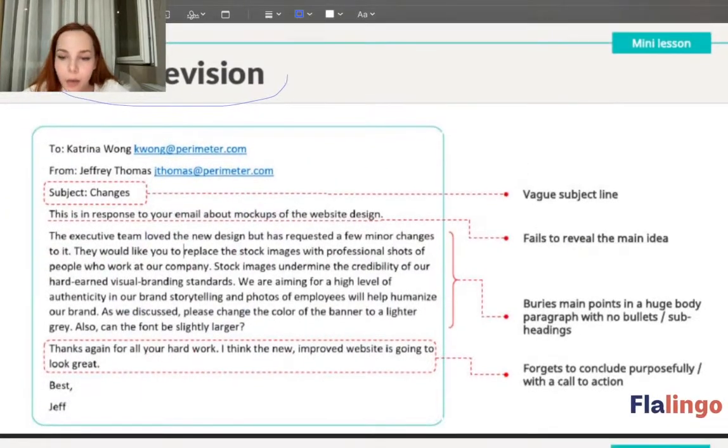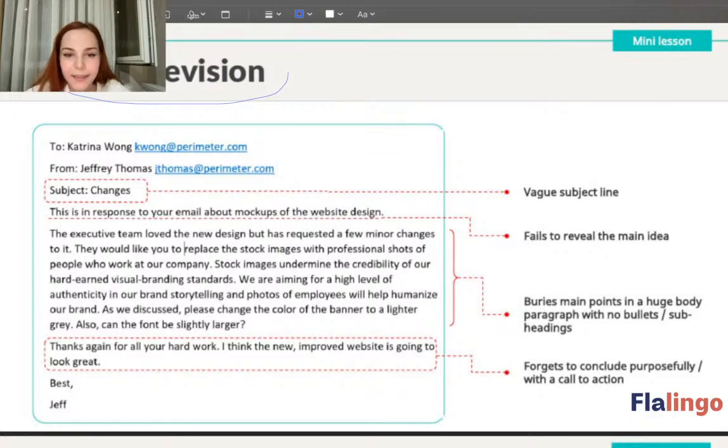Here we have a great example of a basic email, and we have some problems with this email, like a vague subject line. What does it mean, vague? Fails to reveal the main idea. What is revealing? Burying, let's say, bullets and subheadings. We talked about that. Concluding, like call to action. These are some key words that you need to give your attention to.